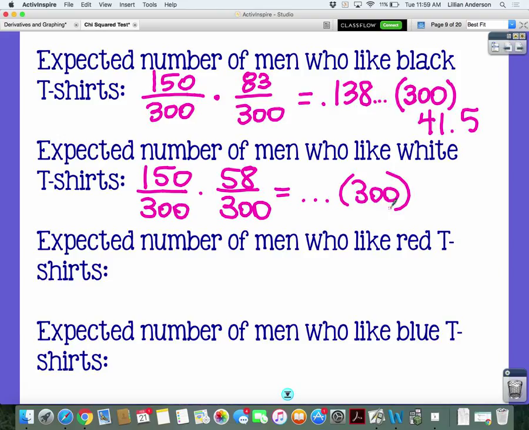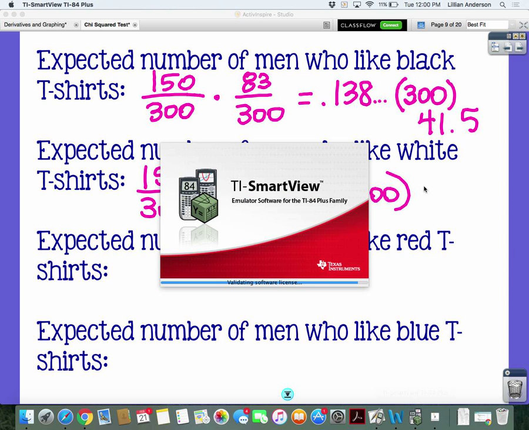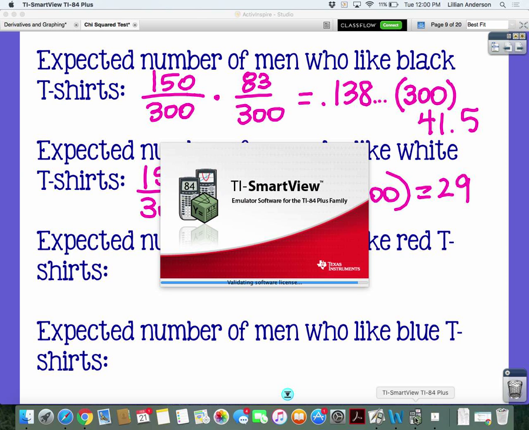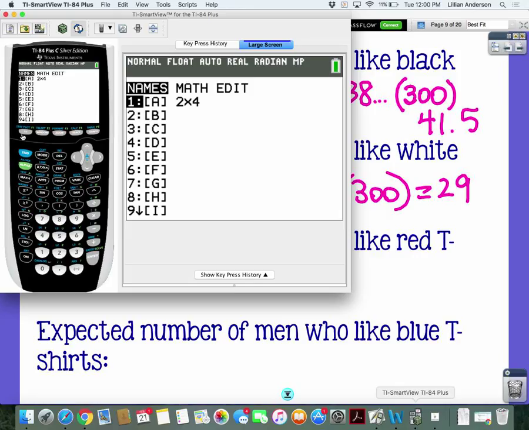My number seems too big. Make sure you multiply by 300. 29? No, that is not right. Times 300. How are y'all doing? 29, yeah. It should be 29. Just make sure that everyone's okay with this multiplying.